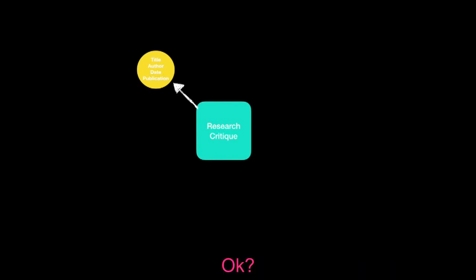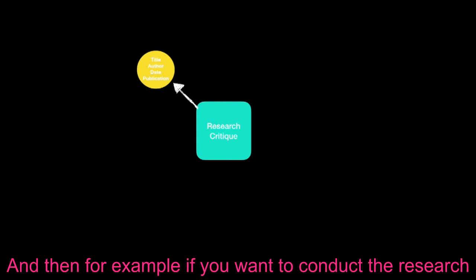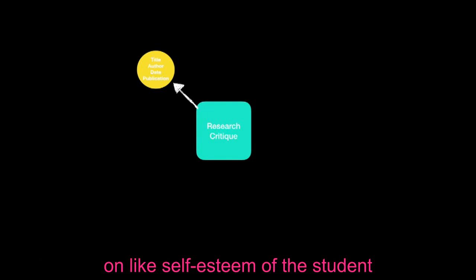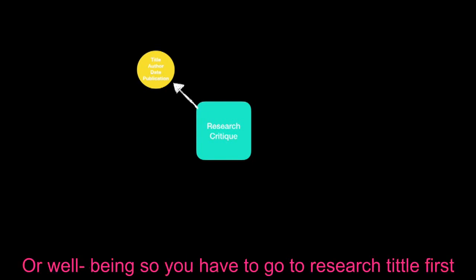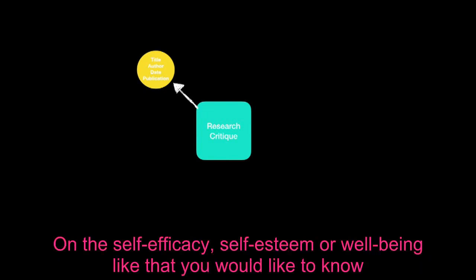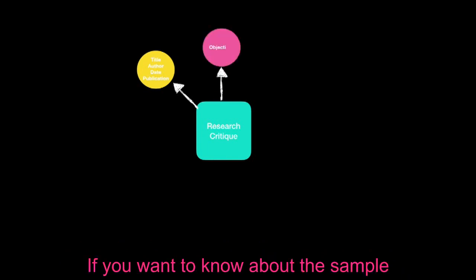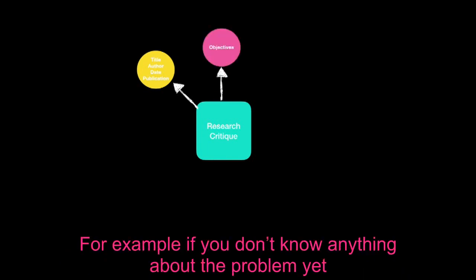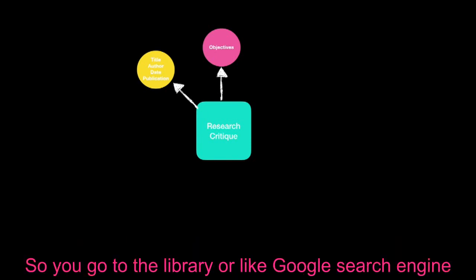It should show the variables, sample groups, methodology, and setting. And the date and publication are also just to know the quality and to know whether it is out of date or not. For the second one, it is the objectives. The objectives tell you everything the researchers want to conduct.